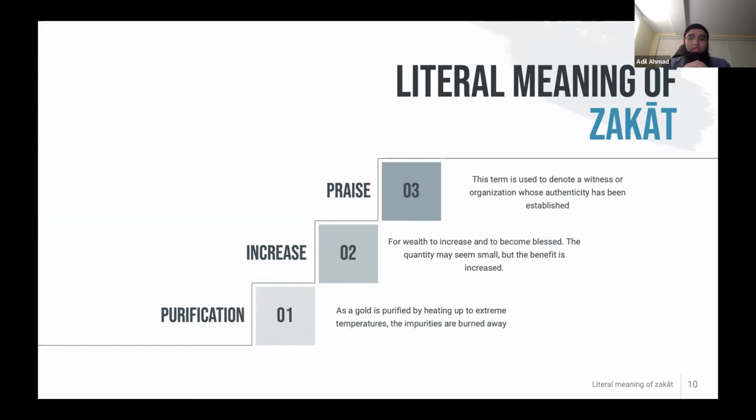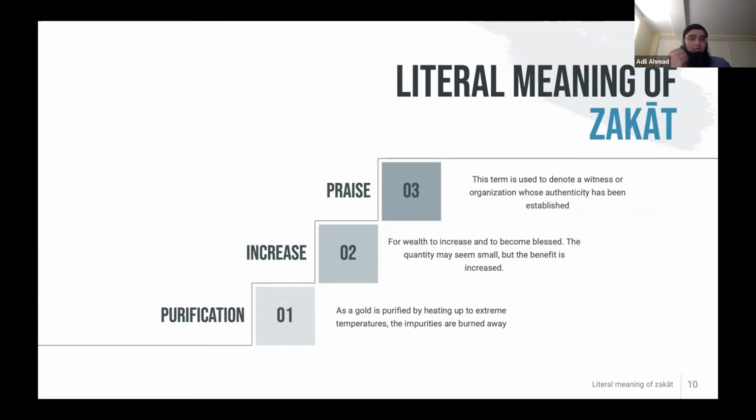How is gold purified? It is heated to extreme temperatures, and those impurities found within the gold are burnt away. You started off with some alloy or impure gold, but after heating it to a very high temperature, the impurities are removed, and what remains is the original gold, 24 karat gold, which is of extremely high value. So that is one of the meanings.